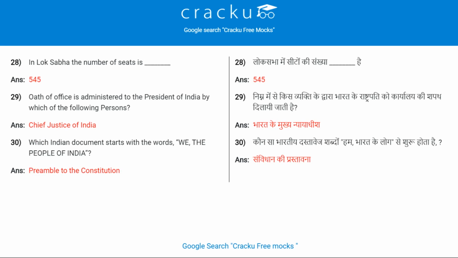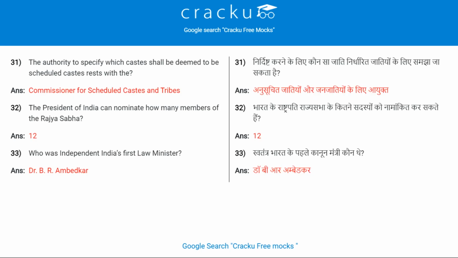According to the Indian Constitution, the government has how many organs? 3. In Lok Sabha, the number of seats is 545. Oath of office is administered to the President of India by which person? Chief Justice of India. Which Indian document starts with the words, "We, the people of India"? Preamble to the Constitution.